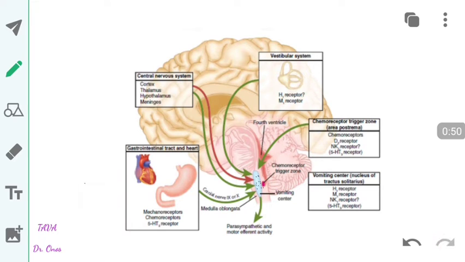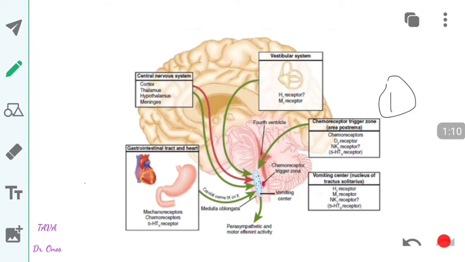We have other parts of the body, both in the central part or the peripheral part, that one way or the other affect or stimulate the vomiting center to initiate the vomiting reflex. One of which to mention is the chemoreceptor trigger zone. So that's the first one we'll look at.